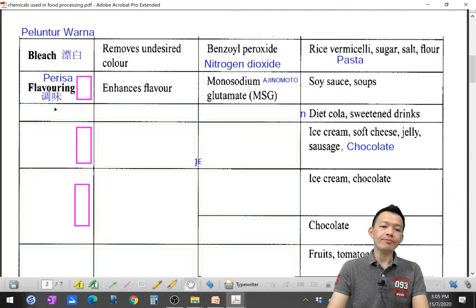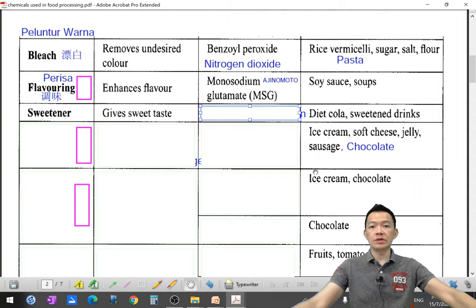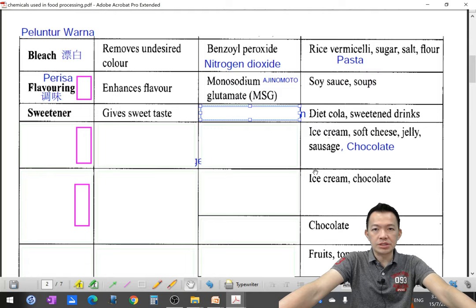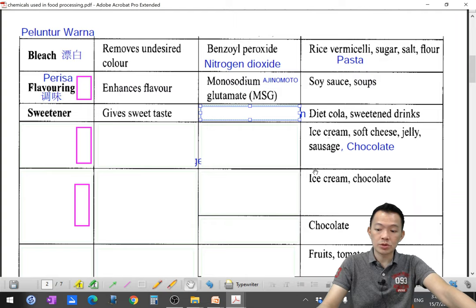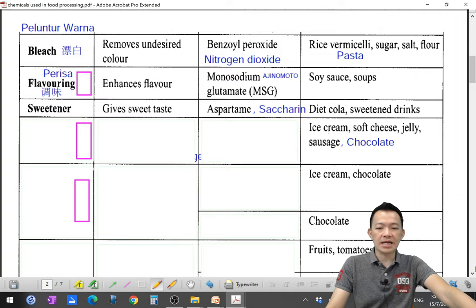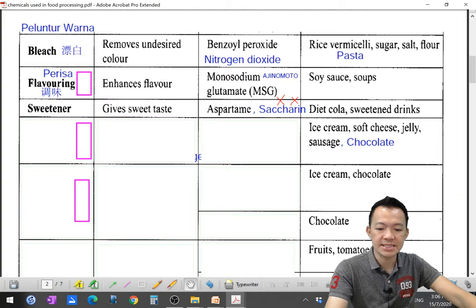Okay, and any other food flavoring? 还有什么呢? Sweetener, 糖精. To sweeten the food, to give the sweet taste. Any example? 食物有加糖精的吗? Most of the time, no. Because in Malaysia, our sugar actually is cheap. Our government subsidized, 政府有给津贴，所以它不会贵的. 所以我们不需要放糖精，糖精贵过普通糖. Okay? So aspartame's one of the sweetener, 一种糖精 or saccharin. But this name, saccharin, actually is not available anymore. 在马来西亚已经被禁止了, because the study showed that 研究显示, saccharin maybe can cause cancer.